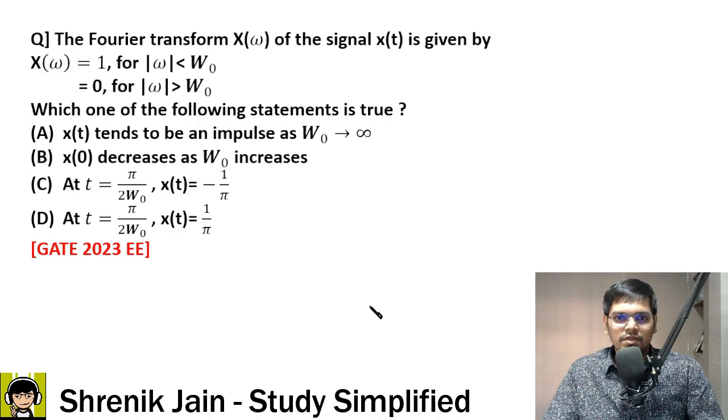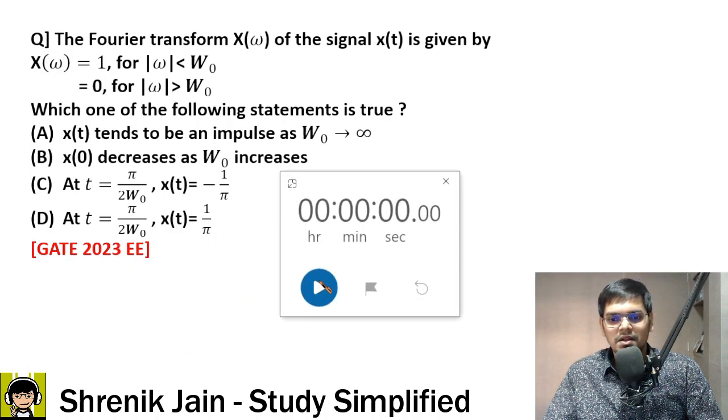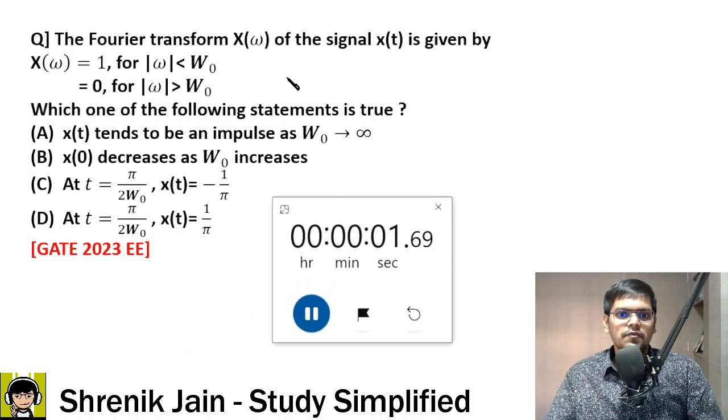Now this is one of the good questions which was asked in the electrical paper. Check it out. The Fourier transform X of omega of the signal x of t is given by this. X of omega is equal to 1 when mod omega is less than omega naught, otherwise the function is 0. Which one of the following statements is true?